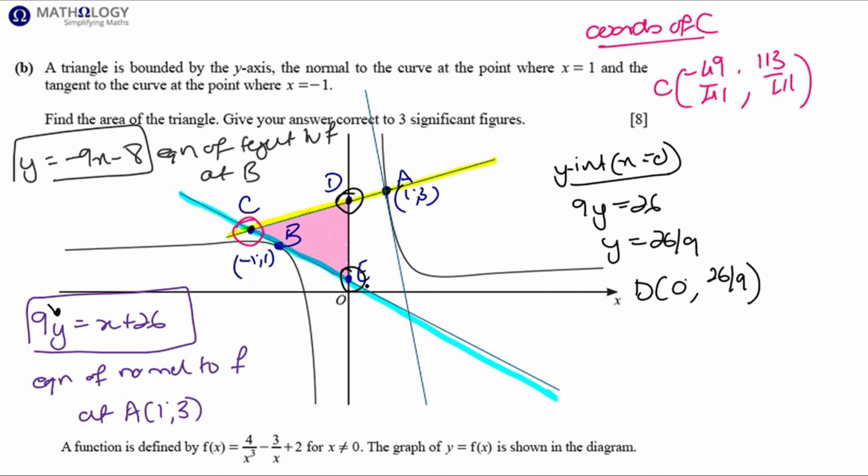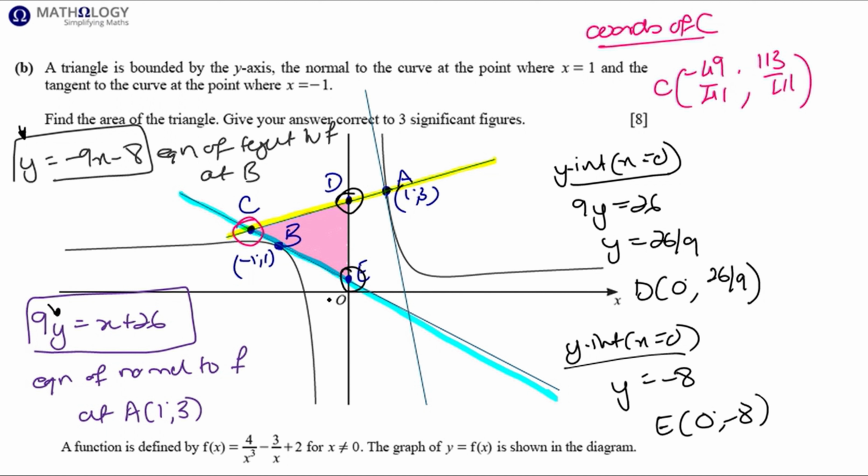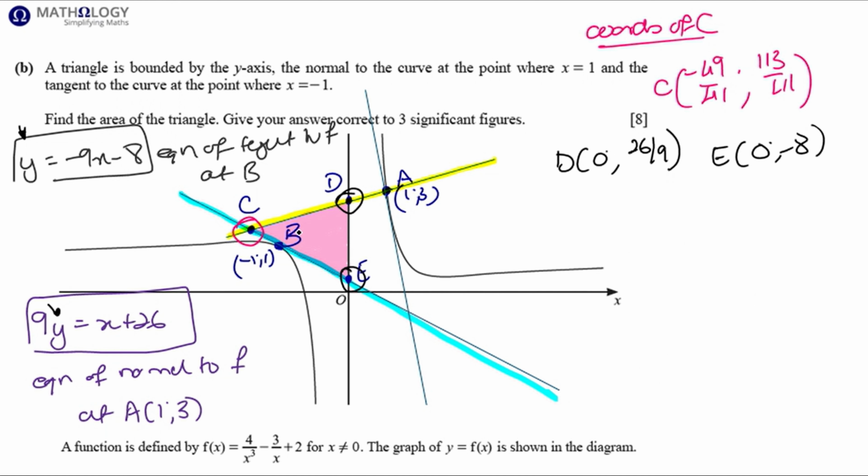Similarly, to find the coordinates of point E, E being the y-intercept of the tangent to the curve at B, we put x equal to 0 in the defining equation of the tangent at B, which is given by y = -9x - 8. So when x equals 0, y will be -8, which means that E is the point (0, -8), which just further confirms that the diagram is not drawn accurately. We can now determine the lengths of CD, DE, and CE using the distance formula.